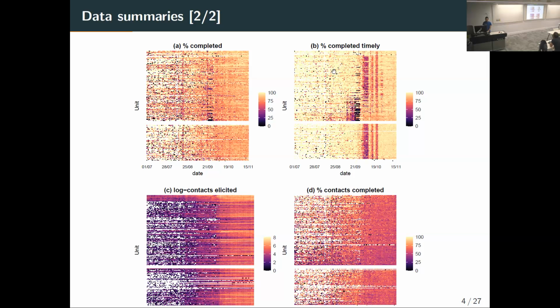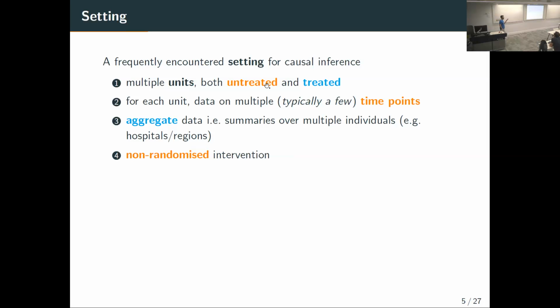So again, this is just a plot of the data, the 4 outcomes, so percentage completed, percentage completed timely, log number of contacts elicited, and now percentage of contacts completed. So you can see it's quite messy. There's no clear indication of whether or not the LTPs have been successful or not. So just to say that perhaps this is the motivating problem for this project, but I want to say that it falls in a setting that we very much encounter in many applications in our work at the MRC Biostatistics unit. So when we carry out evaluations, typically they will fall into a setting that fits these 4 characteristics.